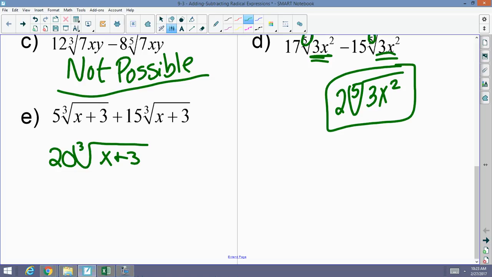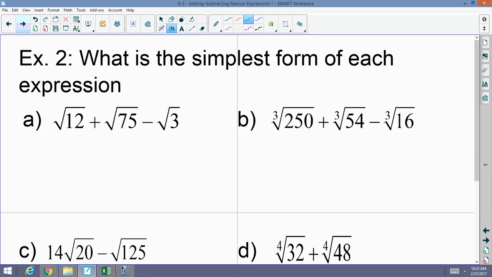It's like adding 3x plus 4x. That's 7x's. You keep the like term part and you add the coefficients. May we continue, brothers? Okay, now, it's not always going to be nice and easy like that. Sometimes, most of the time, actually, this is the way it's going to be. What is the simplest form of each expression?